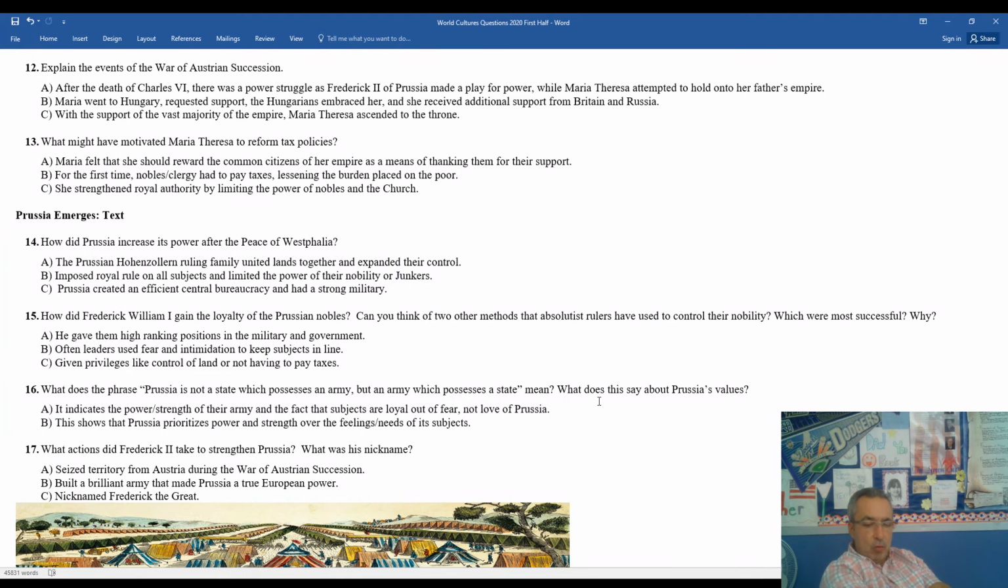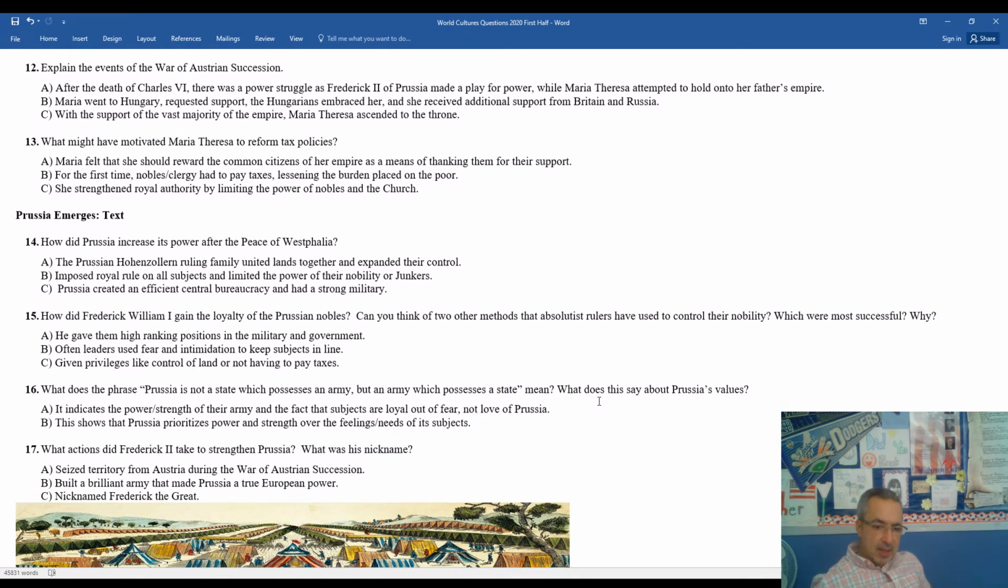Let's take a look at a little quote interpretation here. Prussia is not a state which possesses an army, but an army which possesses a state. What does this say about Prussia's values? Kind of indicates that the power and strength of their army and the fact that the subjects are loyal out of fear, not out of love for Prussia. This shows that Prussia prioritizes power and strength over the feelings and needs of his subjects.